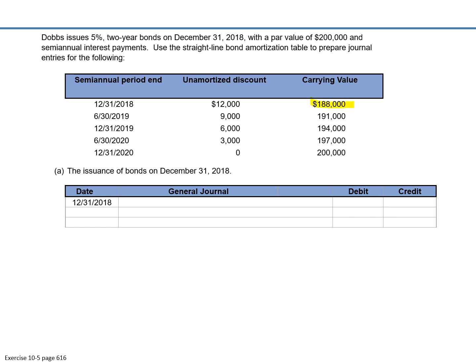Well, we know we issued it at 188,000. So we issued it at a discount. We're going to get $188,000 worth of cash. We increase cash with debit. We're going to record a discount on our bonds payable because we issued it less than our $200,000 par. So 12,000, difference between 200 and 188, or you could pull it from here. And we have bonds payable for 200,000.